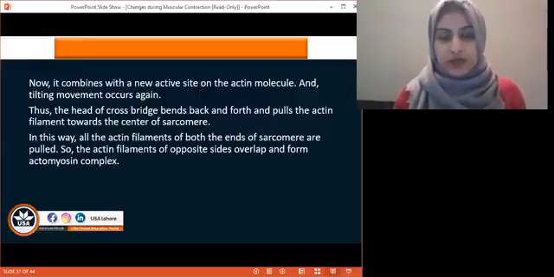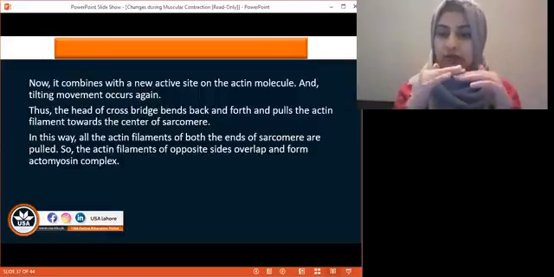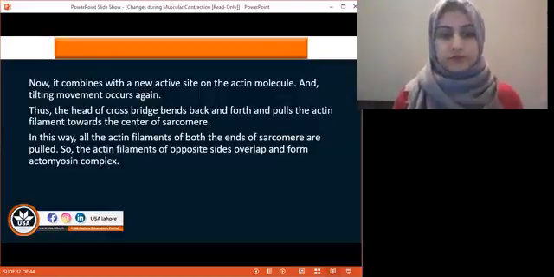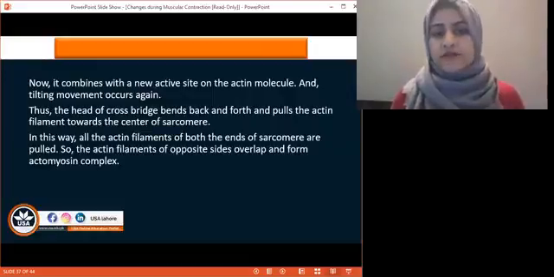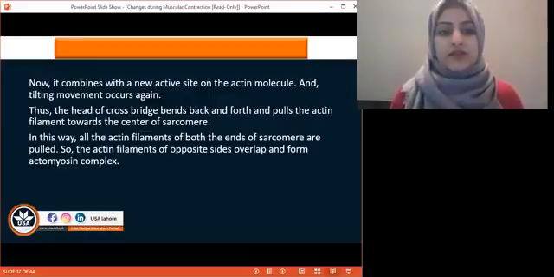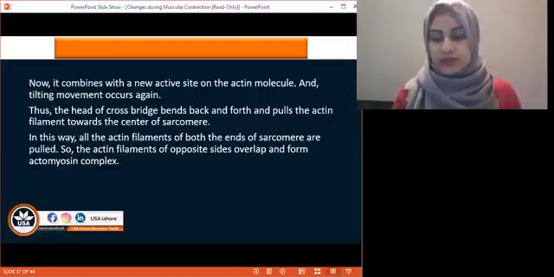Thus, the head of the cross bridge bends back and forth and pulls the actin filament towards the center of the sarcomere. So that's how the sarcomere shortens and the contraction happens. In this way, all the actin filaments at both ends of the sarcomere are pulled. So the actin filaments of opposite sides overlap and form the actomyosin complex.